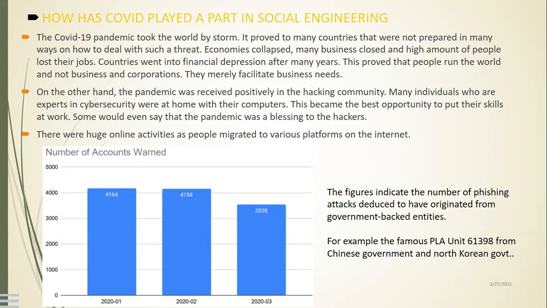And so the figures below, I was able to collect. This was showing the number of accounts that were warned. These figures indicate the number of phishing attacks, and this is how much attacks increased. Most of them, they are saying, were coming from government-backed entities. If you're familiar with China, you would know about the Chinese military unit called PLA Unit 61398. They are famous for hacking. They were caught in America where they hacked Wall Street and many other business organizations, and also the North Korean government, which I will cover later.